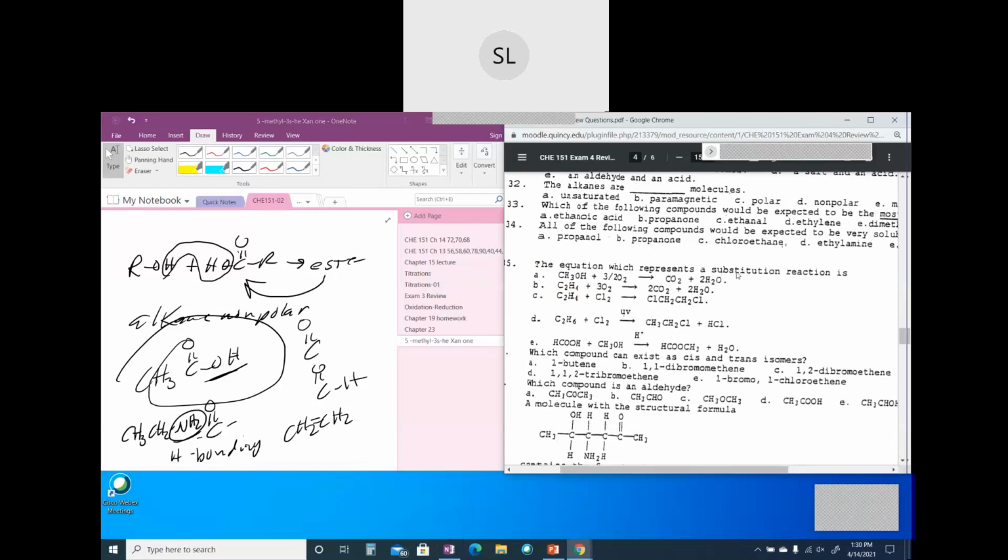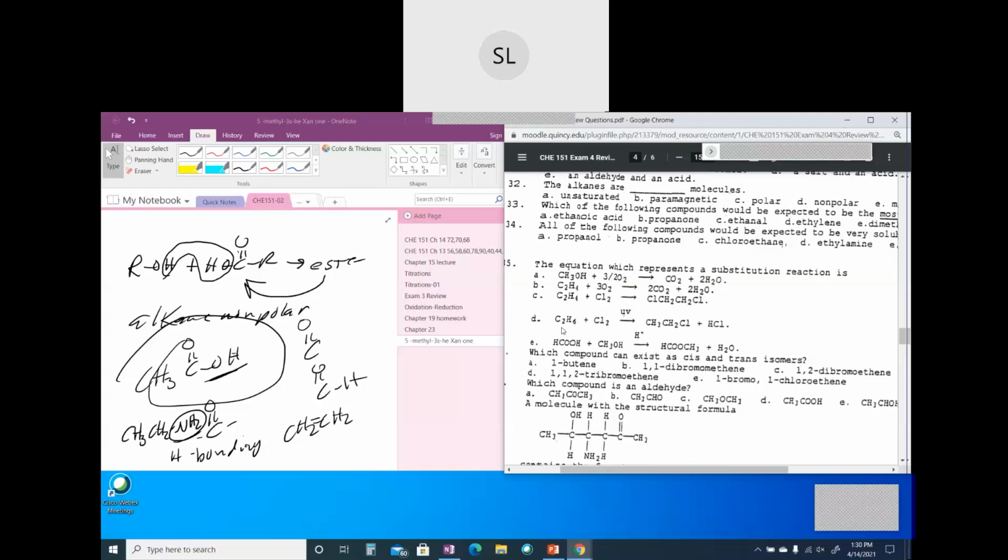The equation which represents a substitution reaction. All right, so the first one's combustion. The second one's combustion. The third one is an addition reaction. When you see C2H4, there's a double bond there, and then the chlorine was put on each side. That is an addition reaction.